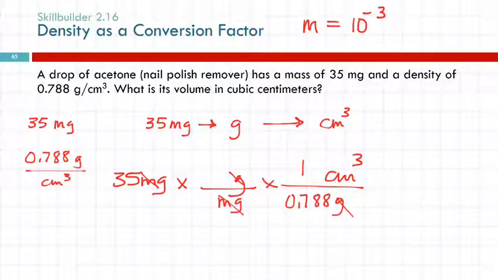So what I'm going to do here is I've got milli in the bottom. I'm going to write what it means on the top. So 10 to the minus third grams is a milligram. 1 times 10 to the minus third is 1 milligram. So then on the calculator, I've got 35 times 1 EE negative 3 divided by 0.788 equals.